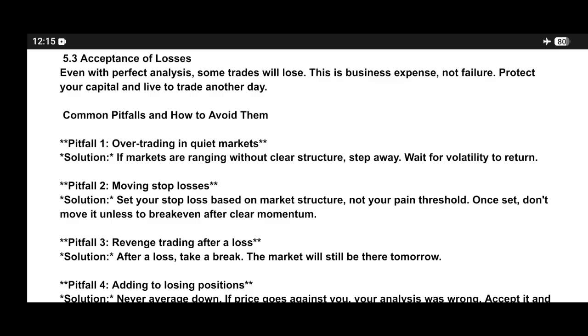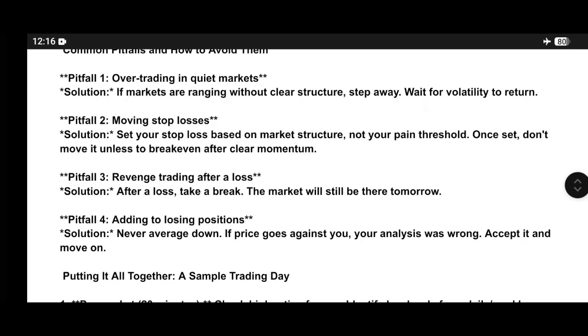Then pitfall number two: moving stop losses. Let me tell you the solution. Set your stop loss based on market structure, not your pain threshold. Once set, don't move it unless it is to break even or after a clear momentum. Are you getting me?